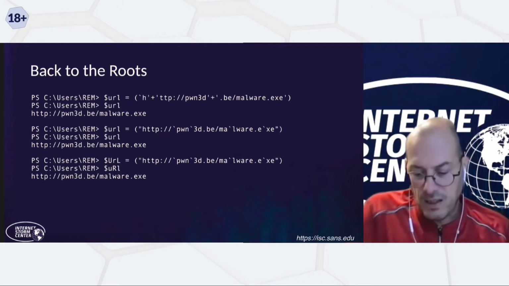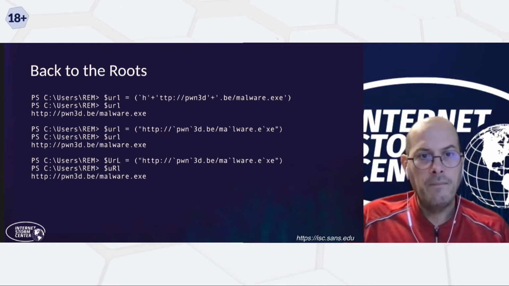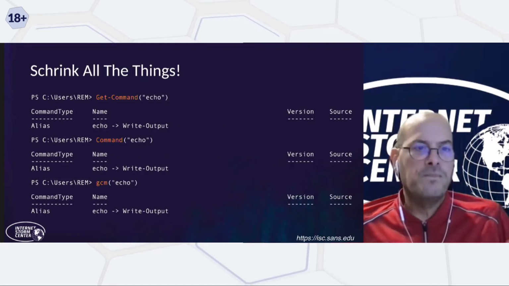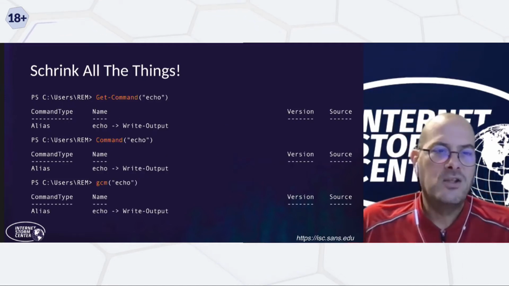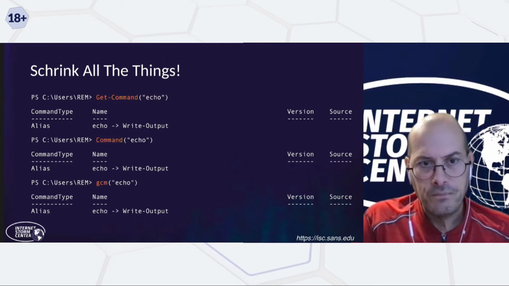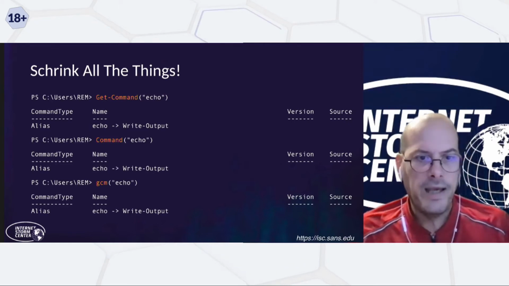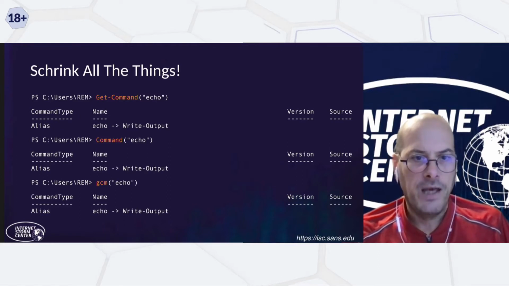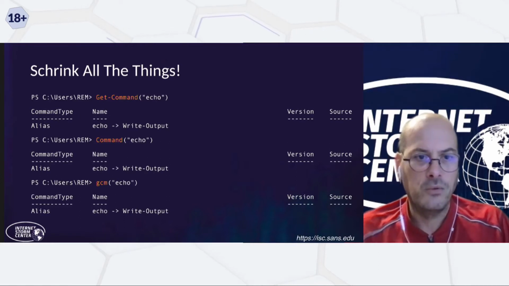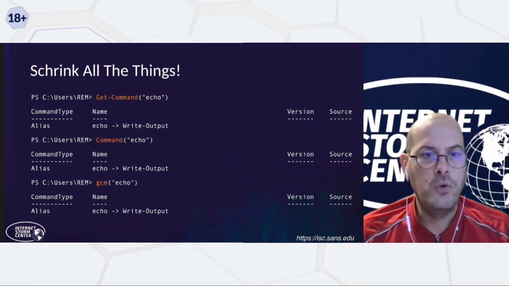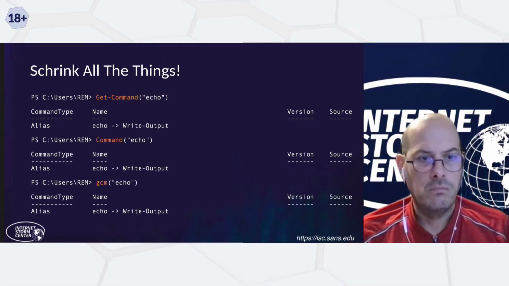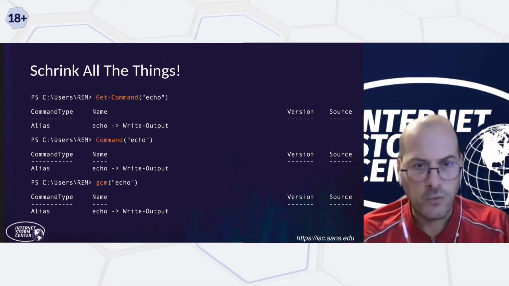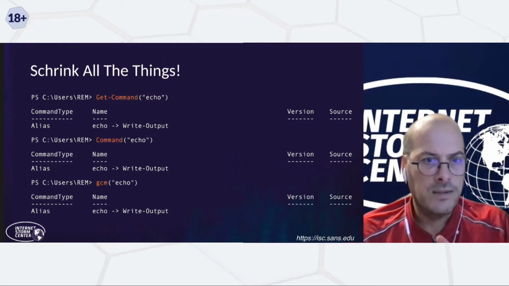Another technique also coming in PowerShell is what I call, again, shrink all the things. What does it mean? You can abbreviate a lot of stuff in PowerShell. Have a look at the first command. You see in orange, I just do a get-command echo. It's just simple.